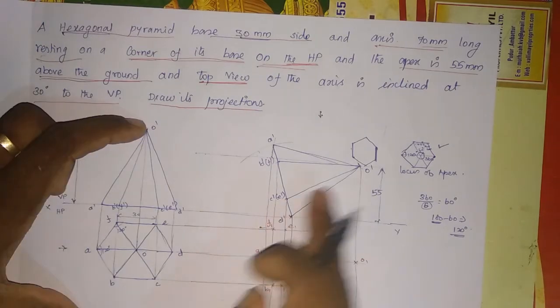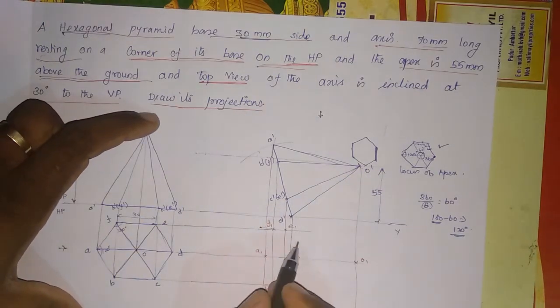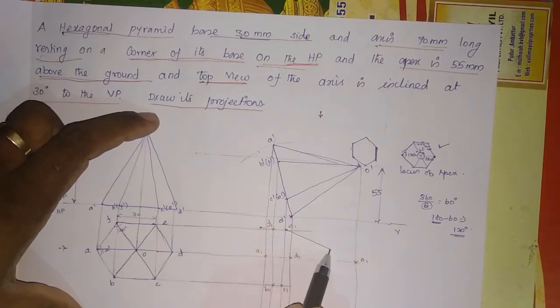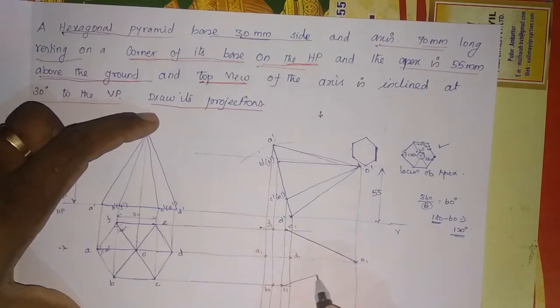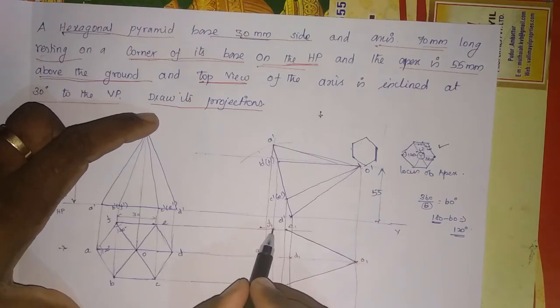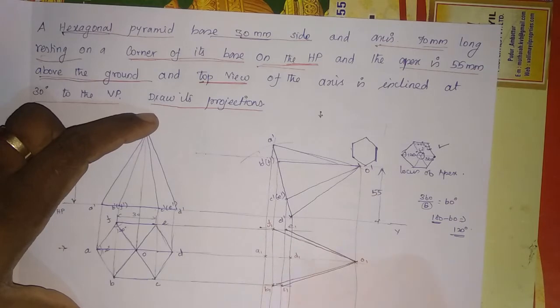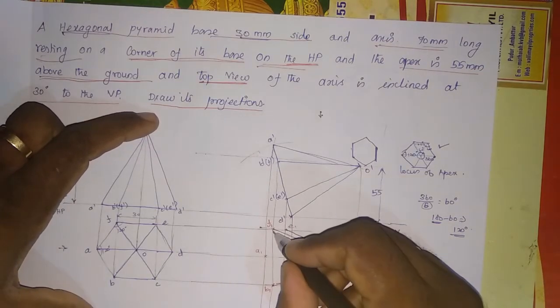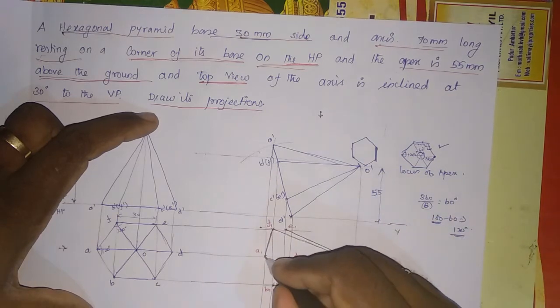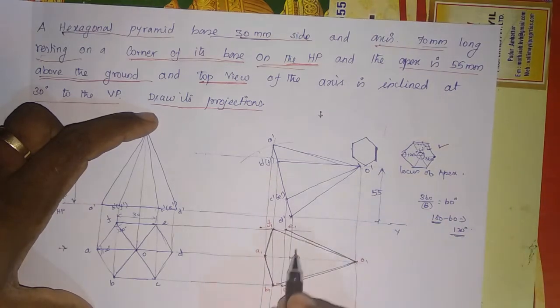Okay, so OE and OC also you can see, OE and OC, and OF, and OB, and AF, AB, and this FE and BC.